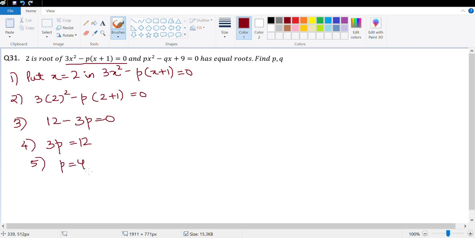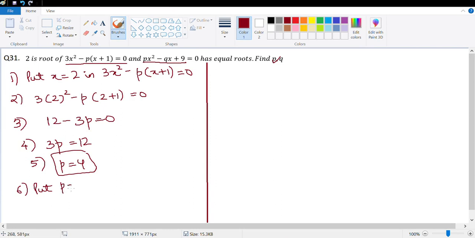So we've got the value of p. That was the first part of the question. Next, let's see what else they want. They say px square minus qx plus 9 is 0 has equal roots, which means the value of D, which is b square minus 4ac, is 0. So put p is equal to 4 in px square minus qx plus 9 is equal to 0, which means my quadratic equation becomes 4x square minus qx plus 9 is equal to 0.